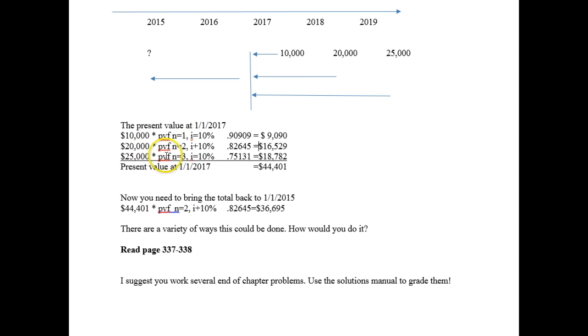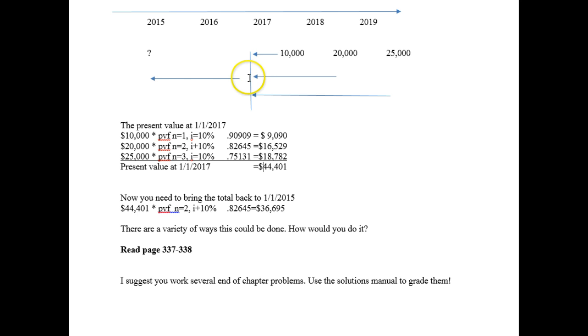And the third payment needs to come back 3 years. So the 25,000, where N equals 3 and I equals 10. The interest factor is 0.75131, so that 25,000 is worth 18,782. I held the interest rate constant, but I wouldn't have needed to. I could just have adjusted which column I went to on table 2. So bring those back to the beginning of 2017 and you'll see that those 3 payments at the beginning of 2017 would be equal to 44,401.